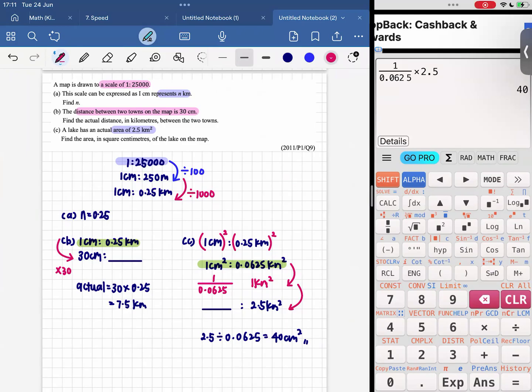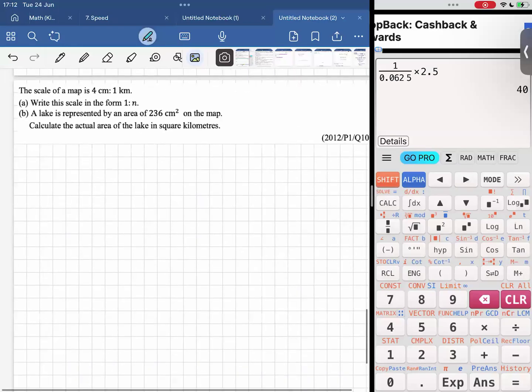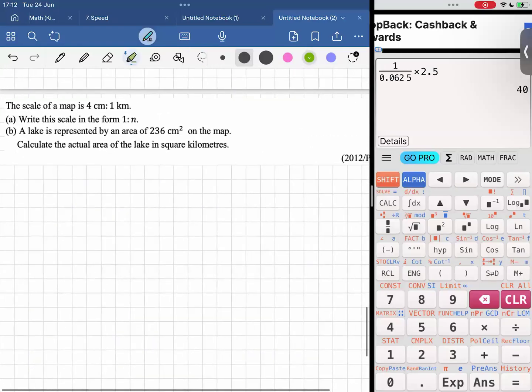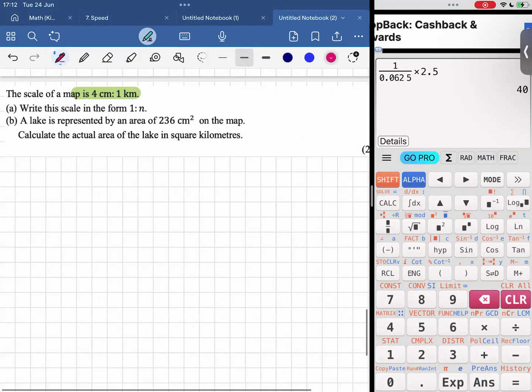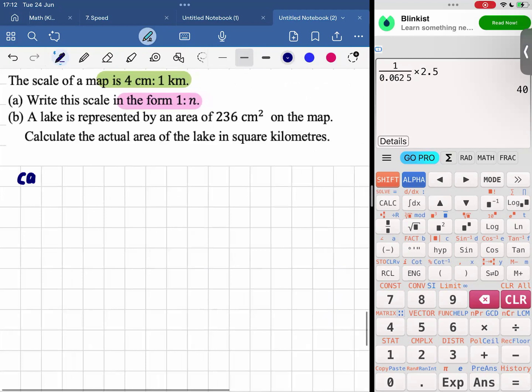So this is just your skills and math. Just use your length and then use your area scale. So the next one from here, what you're given is a little bit different because this is 4 cm to 1 kilometer. You see they want it to be 1 is to something. Can you see that? And there's no units. So they want it to all be in centimeter. So how do we do this?